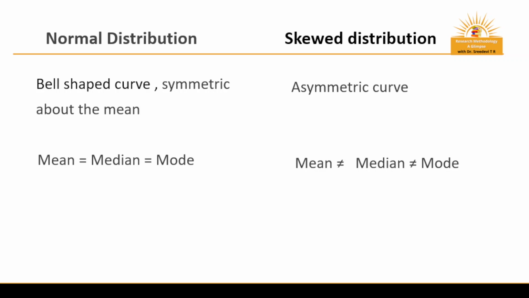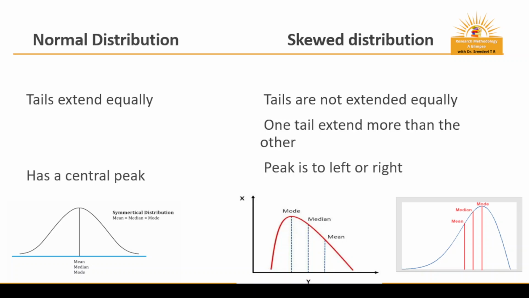In skewed distribution, mean, median and mode are not equal. And mean value does not coincide with its peak value as in the case of normal. But in normal distribution, mean value coincides with the peak value. Then, in normal distribution, the tail extends equally and has a central peak. It is clear from the picture.